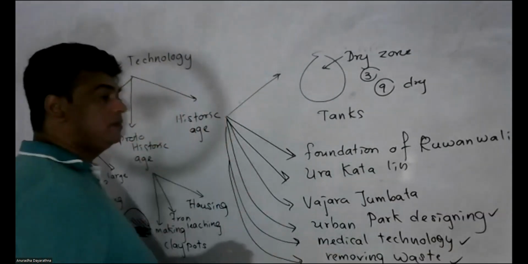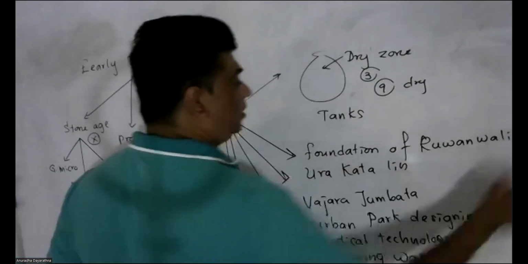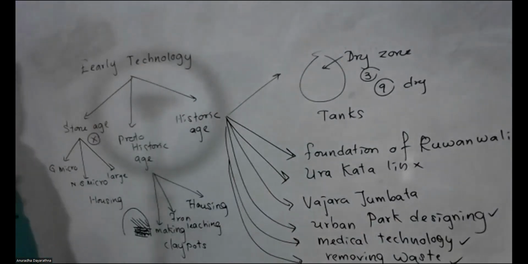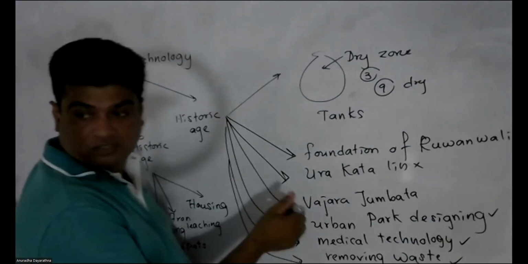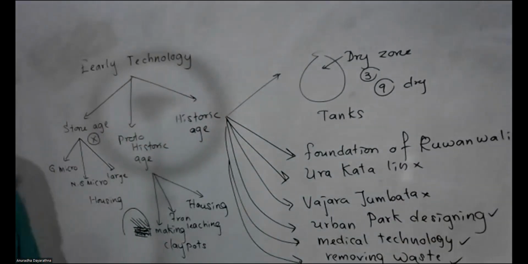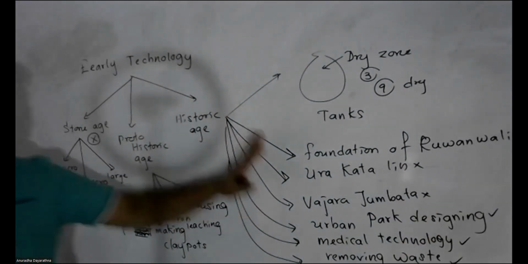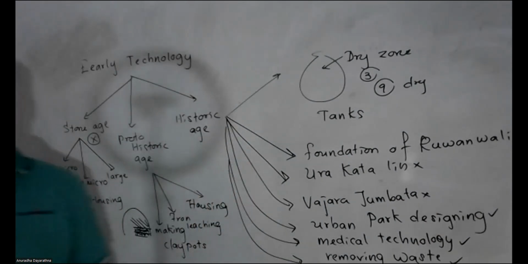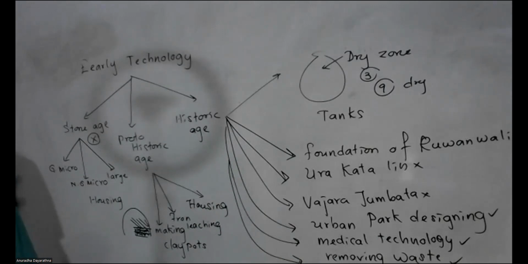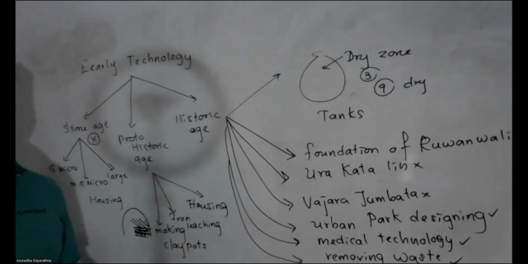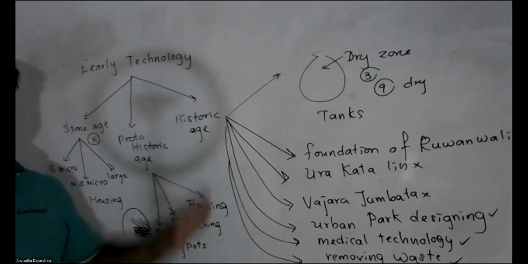Regarding these things, some had come in past papers, but foundation of Ruwanwelisaya had not come. Ura Kathalin still had not come as a big question, but for MCQ they have given it, and Vajra Chumbataka also had not come for the essay type questions. So you should know about this technology to answer the fourth question of the oral paper. Okay, right. I am not going to explain everything here. We have very limited time.